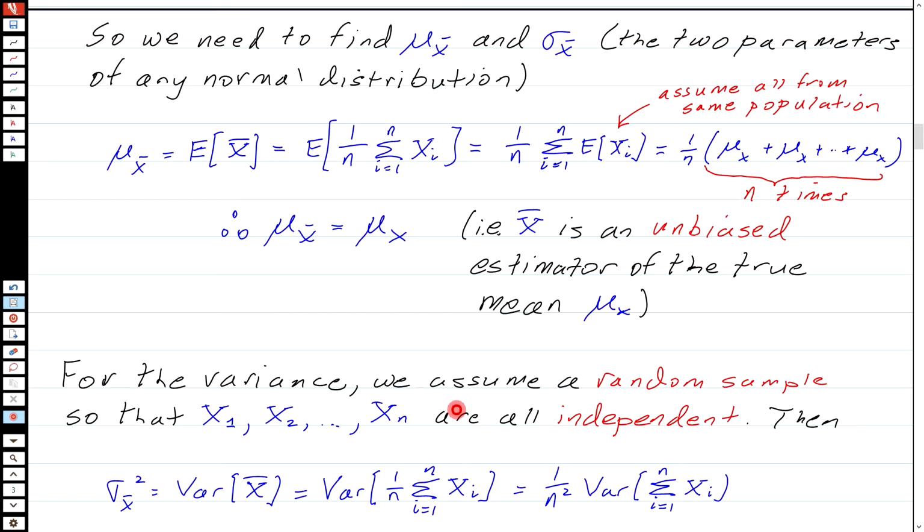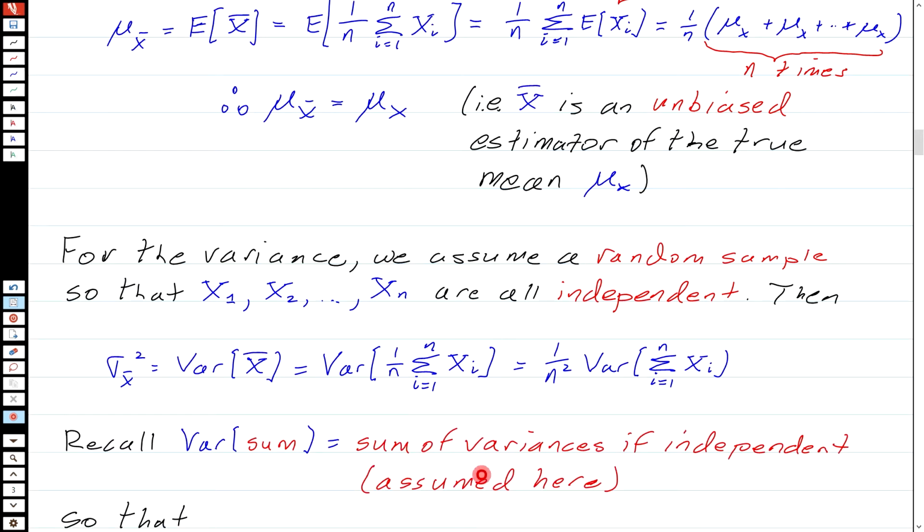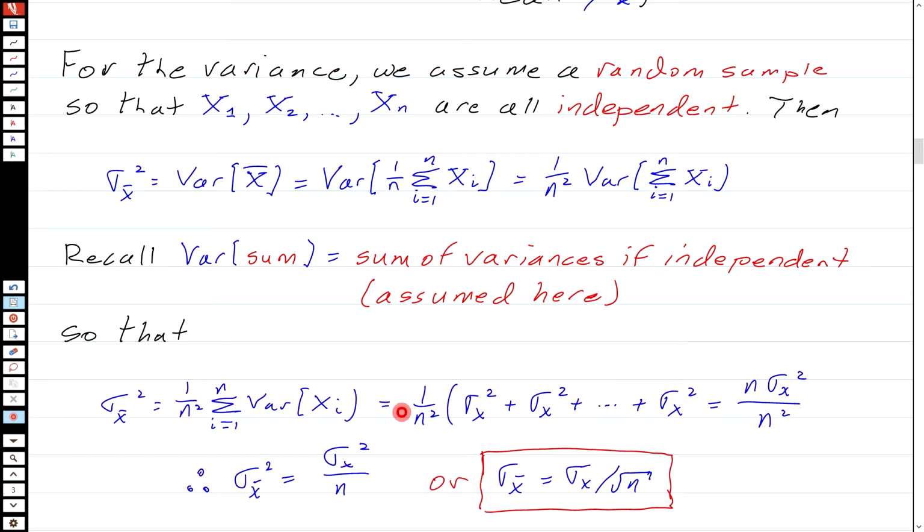For the variance, we assume a random sample so that the x's are all independent. Then the variance of x bar becomes the variance of a sum. The 1 over n comes out front and is squared because this is the variance. And then the variance of the sum of the xi's becomes the sum of the variances because we've assumed that the xi's are all independent. So we get that the variance of x bar is 1 over n squared times the sum of the variances of the xi's.